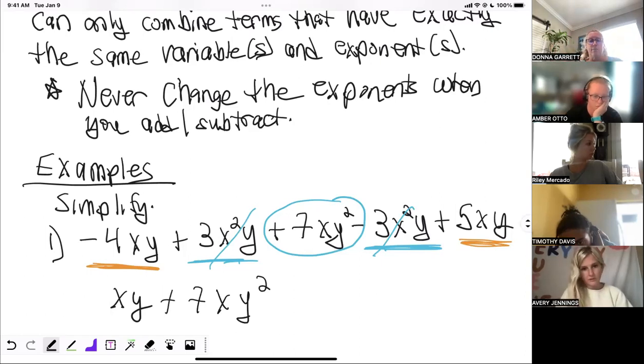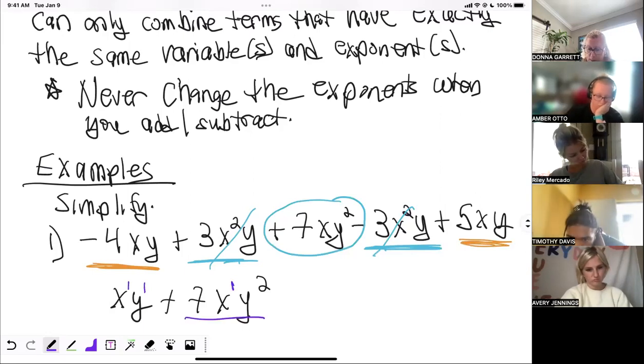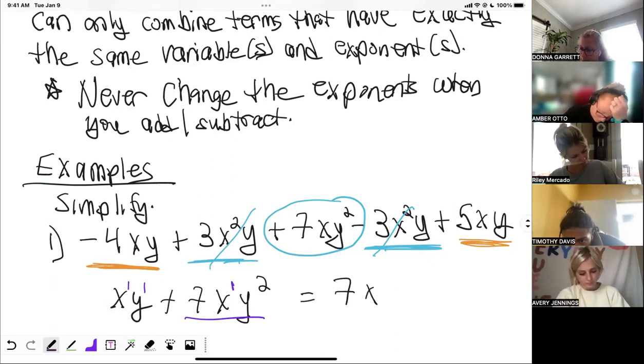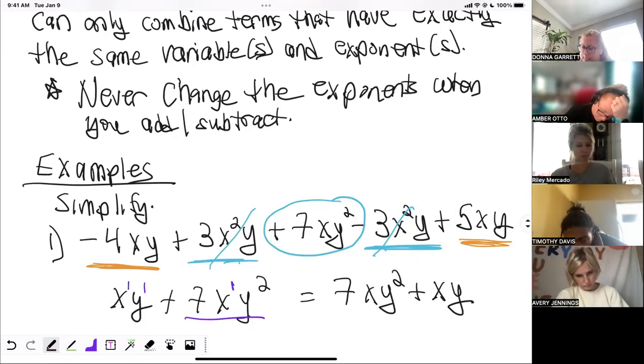Now, what is the standard form for this? Oh, good question. What is the standard form for this? Which one has the biggest degree? If I add up the degree for this term, it is 2. If I add up the degree for this term, it is 3. So this one has to go first. So to be in standard form, I have to rewrite it as 7xy squared plus xy, because this term had a bigger degree than the other term.